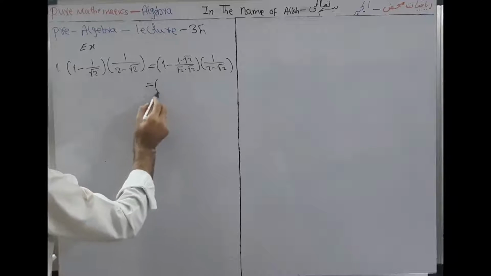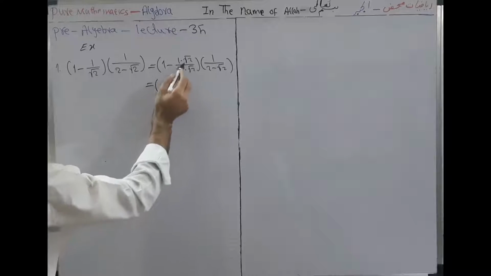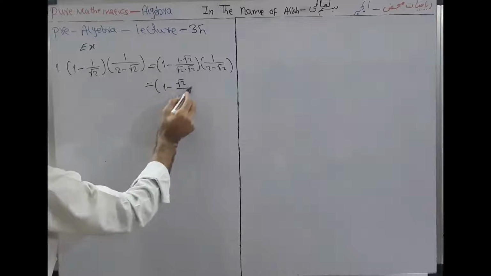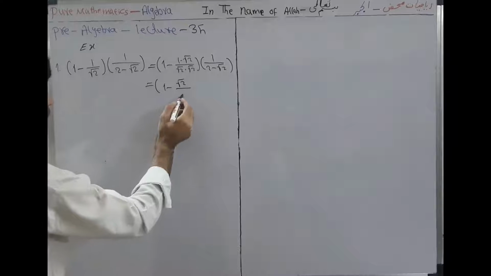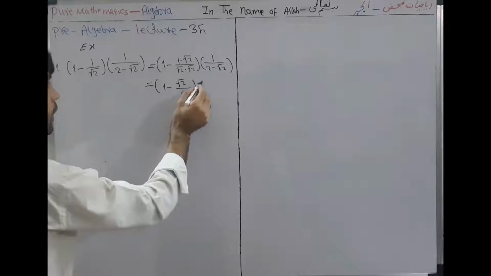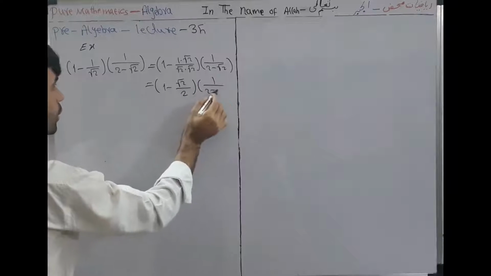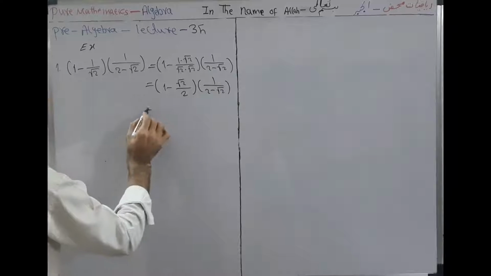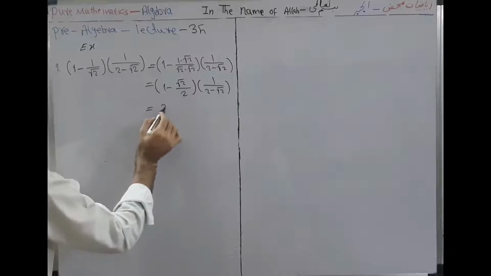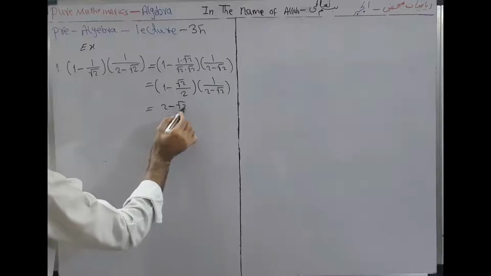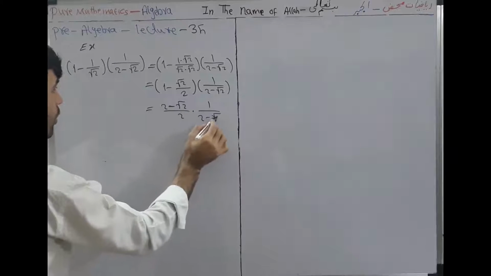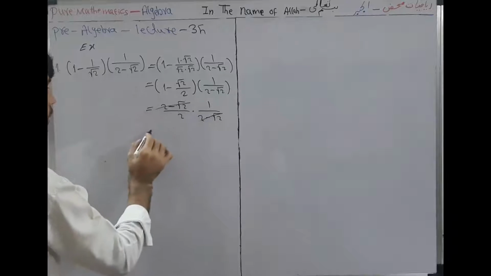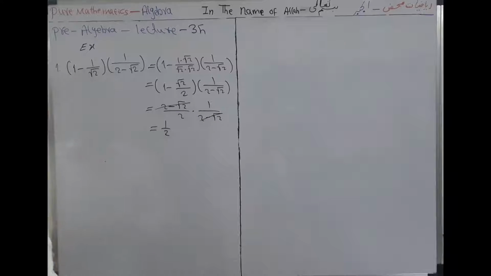It is equal to 1 minus 1 multiplied by square root of 2 over square root of 2 multiplied by square root of 2, square root of 2 whole square. It is equal to 2 into 1 over 2 minus square root of 2. It is equal to 1 multiplied by 2 minus square root of 2 over 2 into 1 over 2 minus square root of 2. These two cancelled. It is equal to 1 over 2. Question 1 done, question 2.